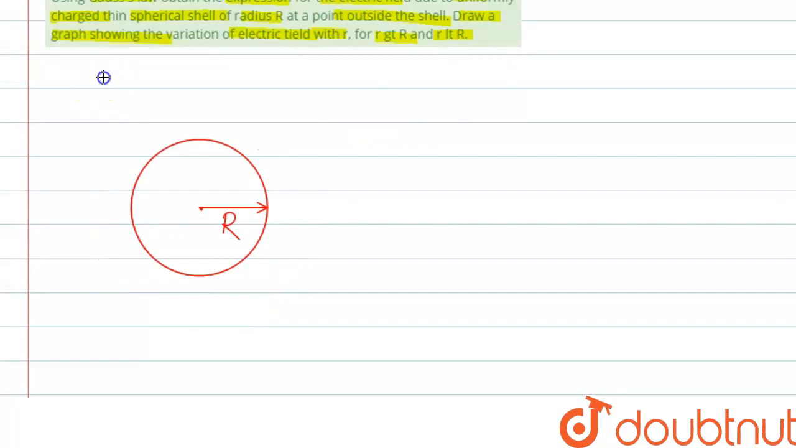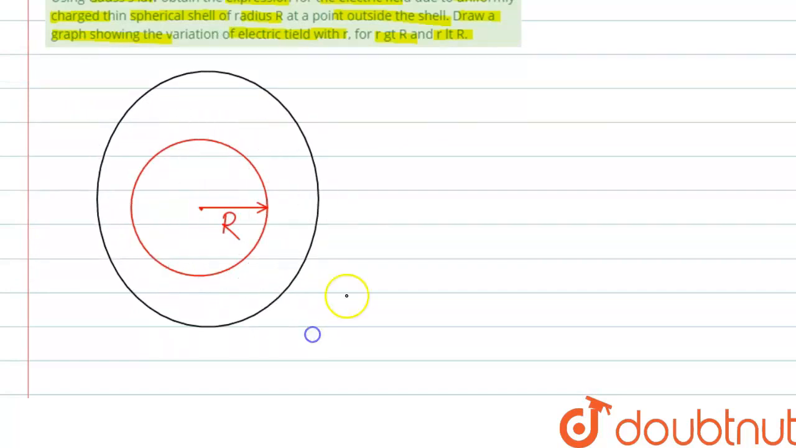So if we talk about the spherical shell, let's say this is the spherical shell and it has the radius R, and we have to find out the electric field outside, so let's draw a Gaussian surface. We have to find the electric field at point P, which is at a distance of small r. So we draw a Gaussian surface.